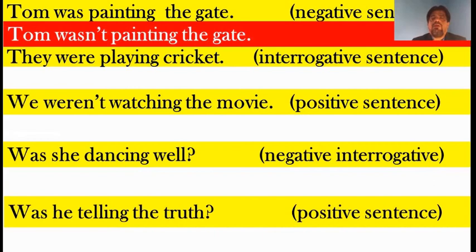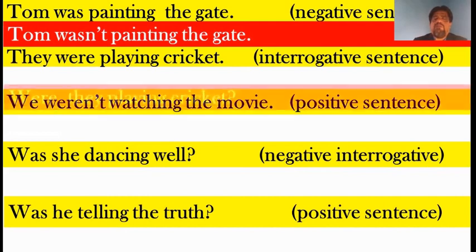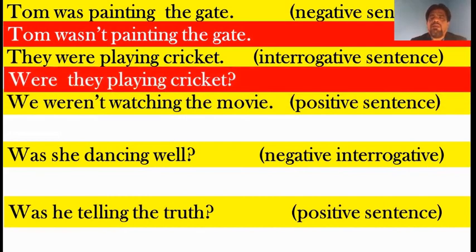And next you have to change "they were playing cricket" into an interrogative sentence. Bring the helping verb before the subject. Enough, that will be enough. So, were they playing cricket? Question mark is necessary when you write an interrogative sentence.